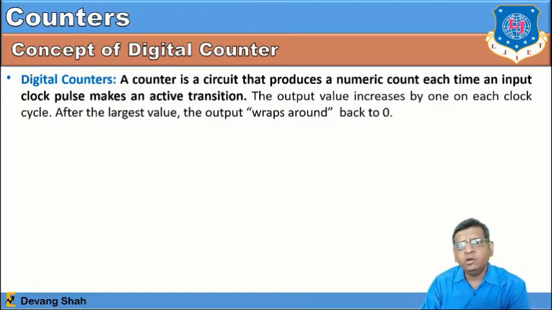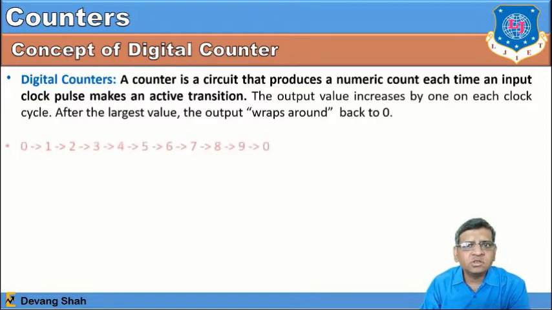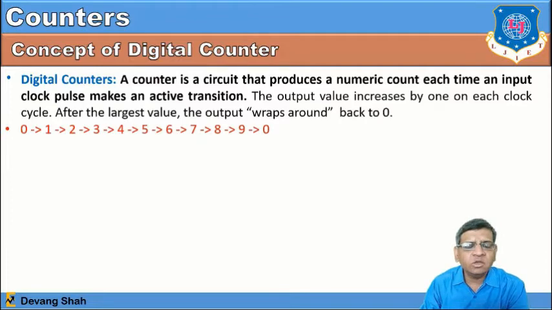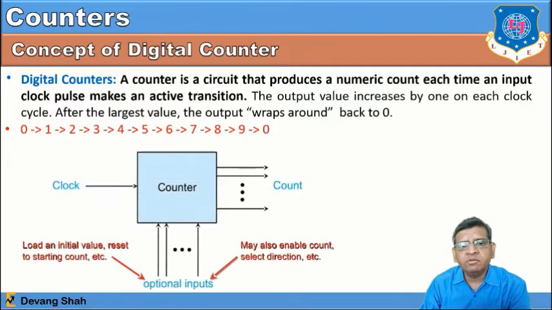So what does it mean? The output value increases by 1 on each clock cycle. After the largest value, the output wraps back again to 0. That condition is called the reset condition. So you can see all those counts start with 0, 1, 2, 3, likewise up to 9, and from 9 again it will reset. So this is the counter here.